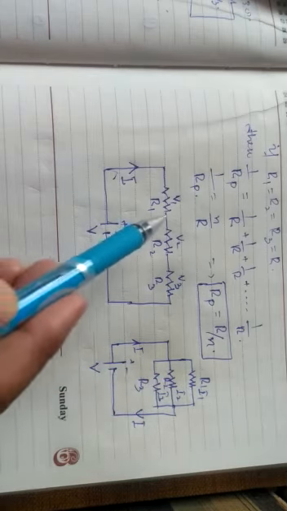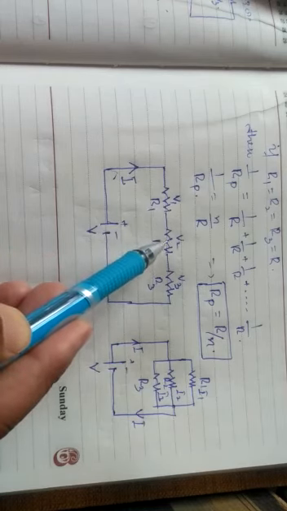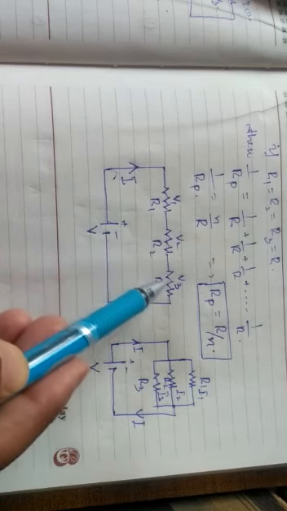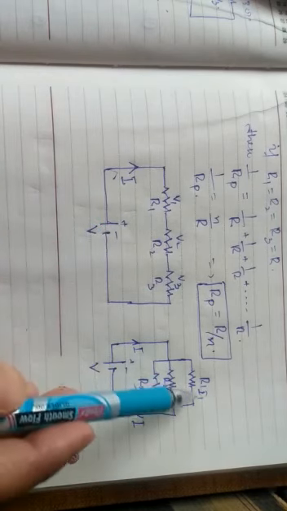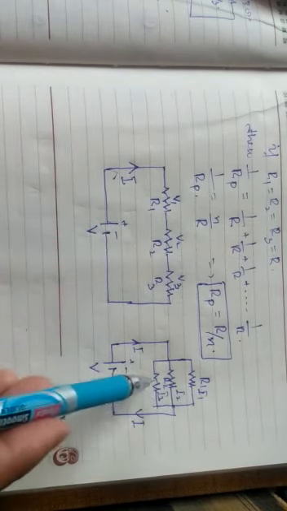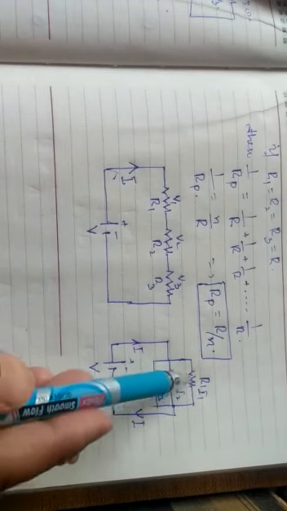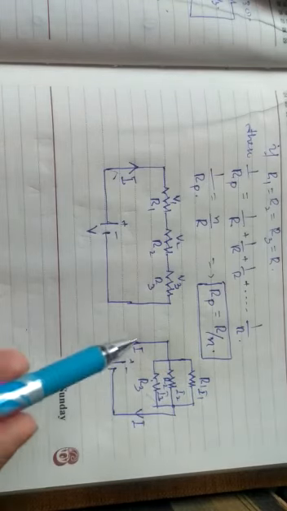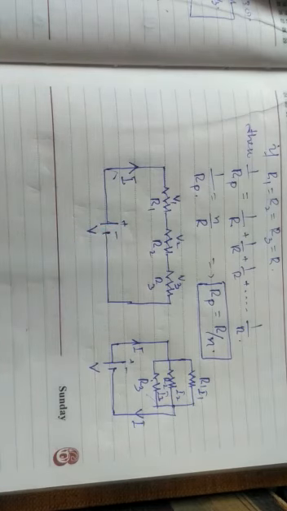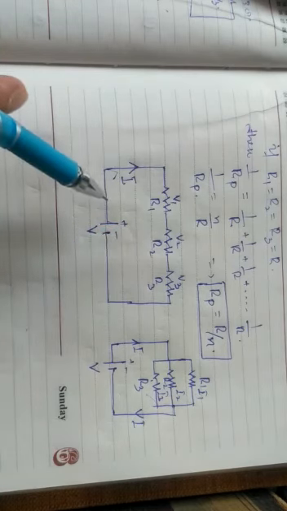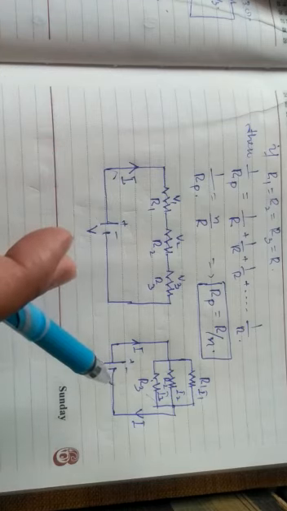And moreover, if one of the appliances, devices or resistors breaks in series, the whole circuit will break. But in parallel, if this one breaks, the other two will work. Or if this one breaks, these two will work. Or if these two break, this will work. But in series, if one breaks, the circuit will not work. So series has more disadvantages than advantages, while parallel has the advantages.